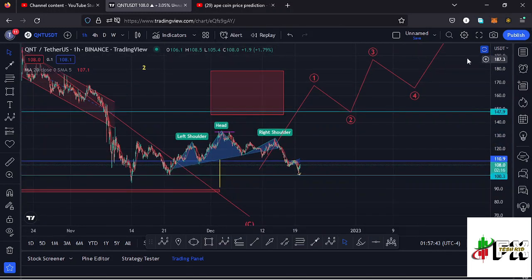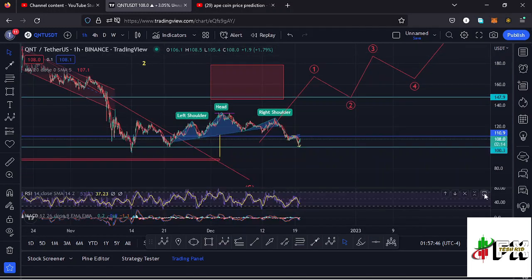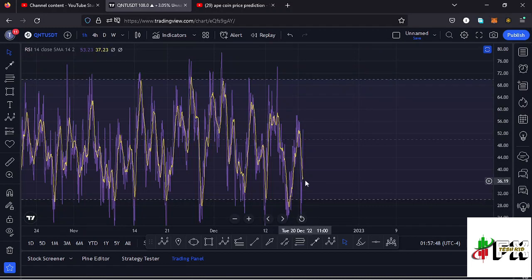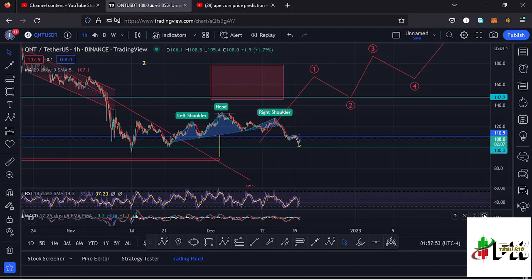Also taking a look at the indicators here on the RSI. On the RSI, we are trading at around the 37 mark, meaning we have massive room for us to support any movements to the upside.